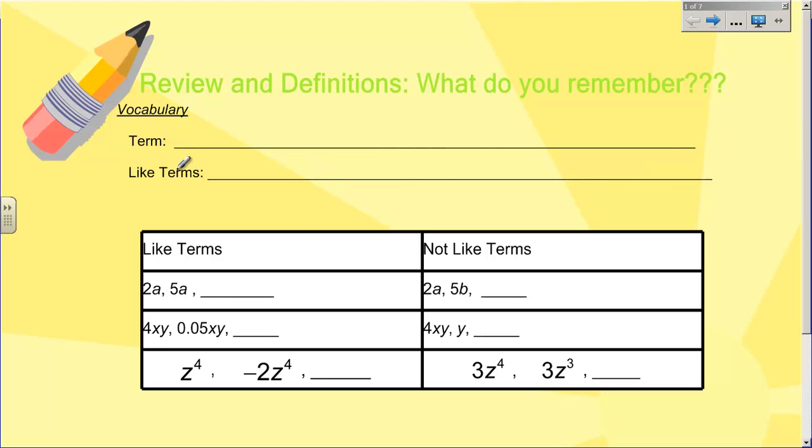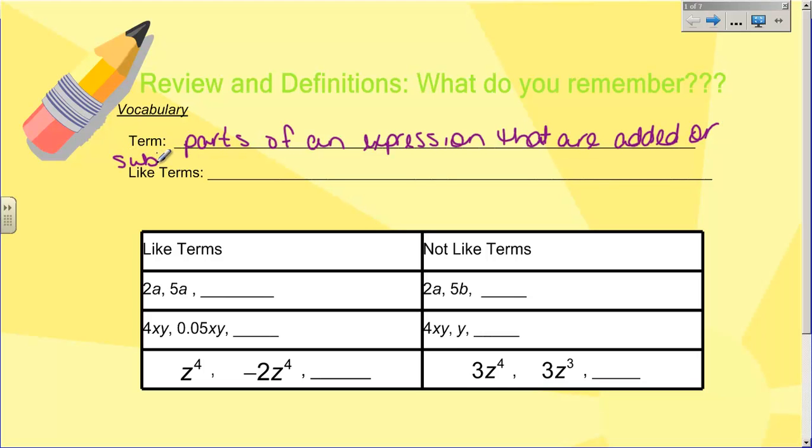Vocabulary first, just to remind you. A term is the part of an expression that are added or subtracted. So the terms of an expression are always separated by either addition or subtraction.